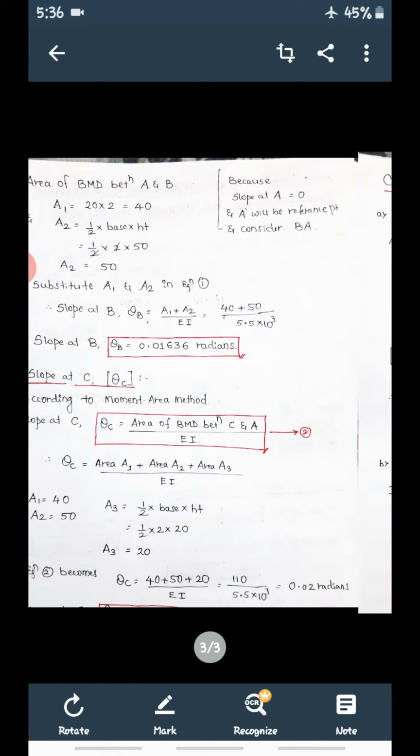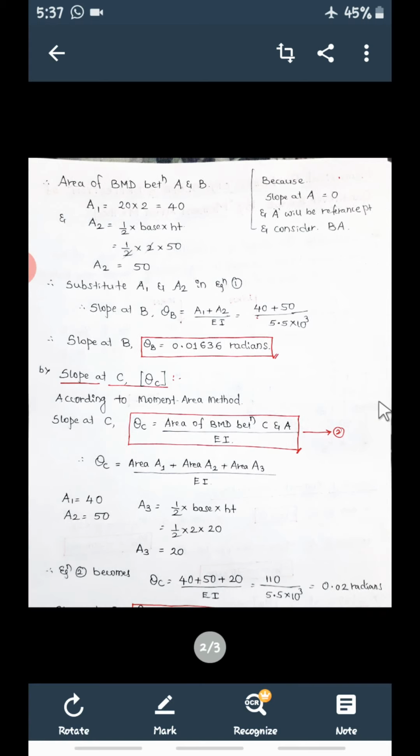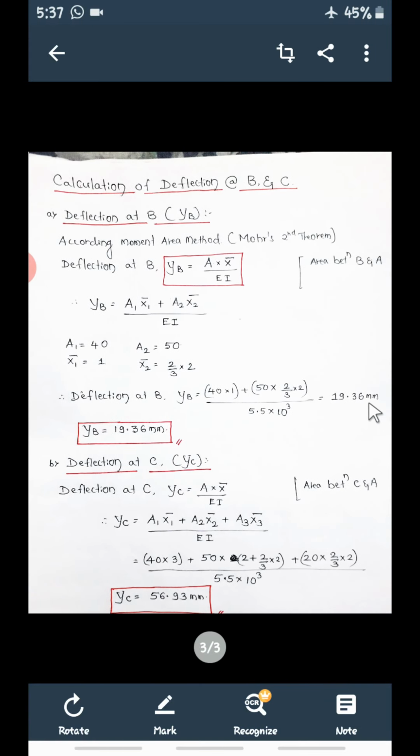This means when the load comes, the beam is going to deflect like this, so the deflection at B will be 19.36 mm. Okay, right. Now second, similarly calculate the deflection at C. Deflection at C, YC, again using the general formula, is A into x bar divided by EI.